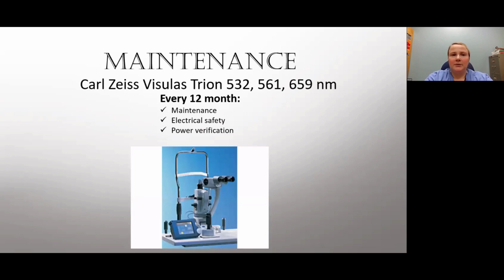Next, we're going to go on to the Carl Zeiss Visulas Trion. This one does have a 532 laser in it. It also has two other wavelengths, 561 and 659. Again, we're going to go over maintenance, electrical safety, and power verification of this laser. So kind of similar to the Constellation.